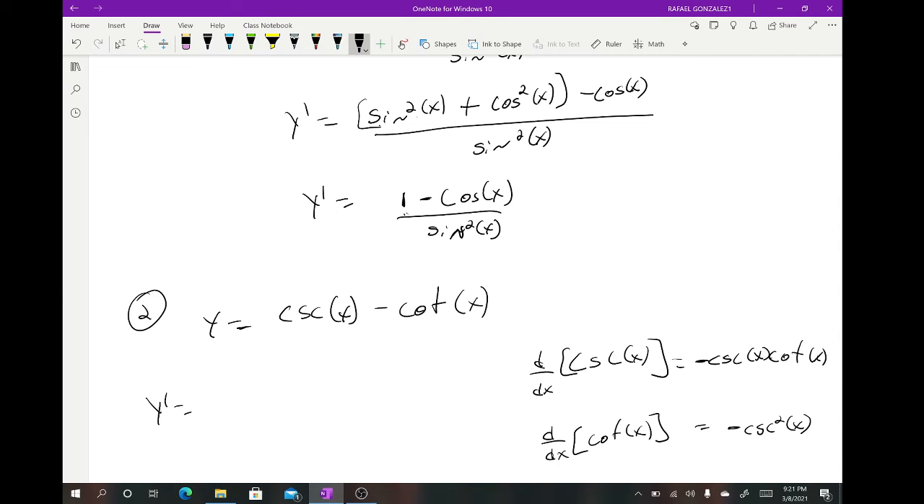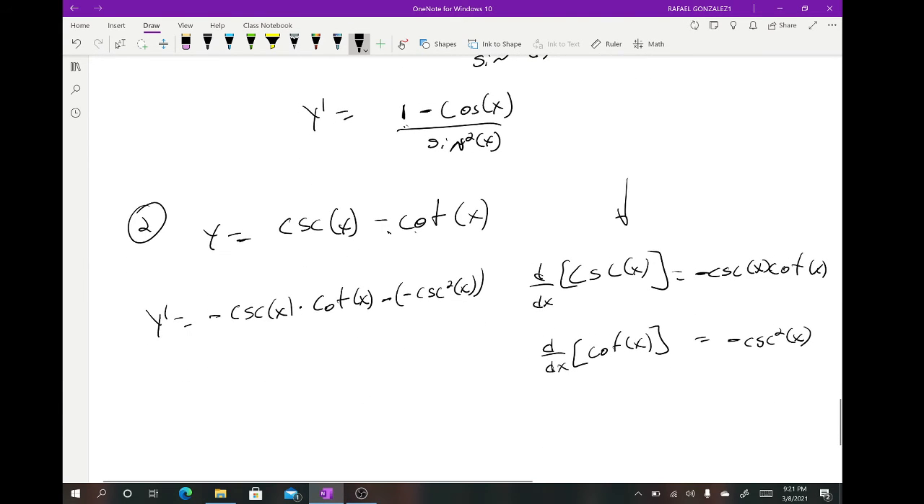So y prime is literally what I wrote here. Cosecant x is just minus cosecant x times cotangent x, and minus cotangent x is simply going to be, well, minus times minus cosecant square x. So that means that this derivative is equal to minus cosecant x cotangent x plus cosecant square x. Okay.